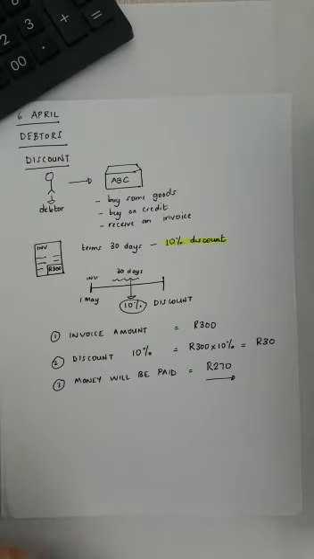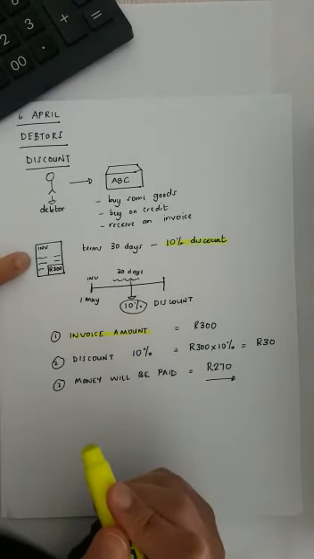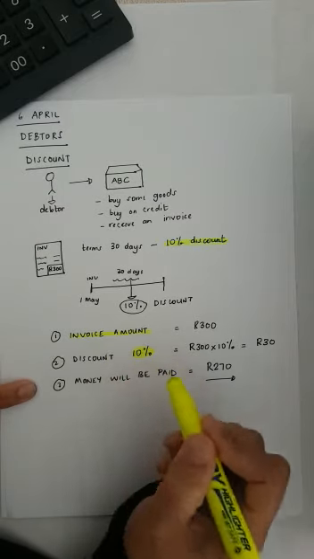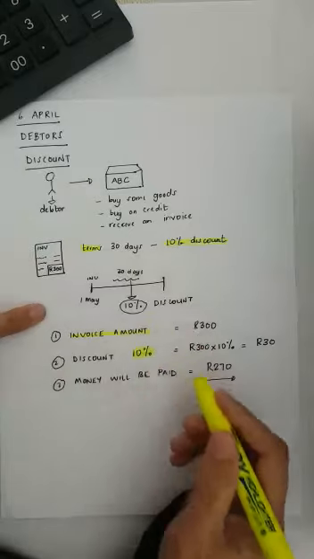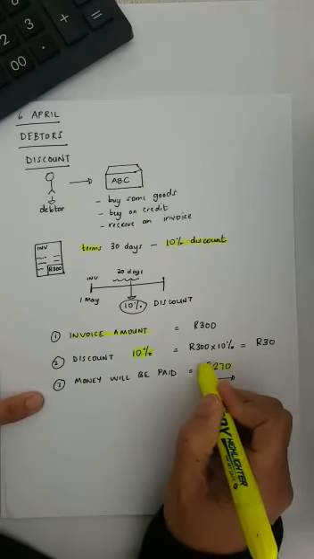So just to recap, there's three things we're looking for. We're looking for our invoice amount, which we're going to get from the invoice that we purchased our goods on credit. We're looking for our discount, which we're going to get from the terms. And we're also looking to find out how much are we going to end up paying.